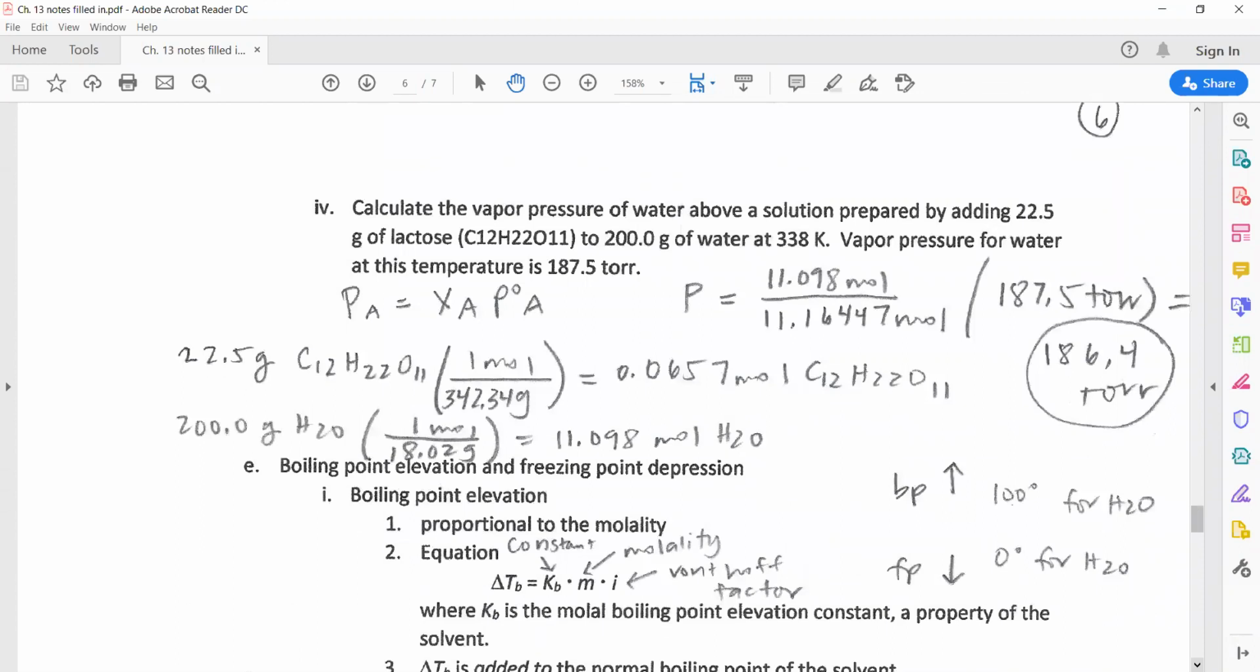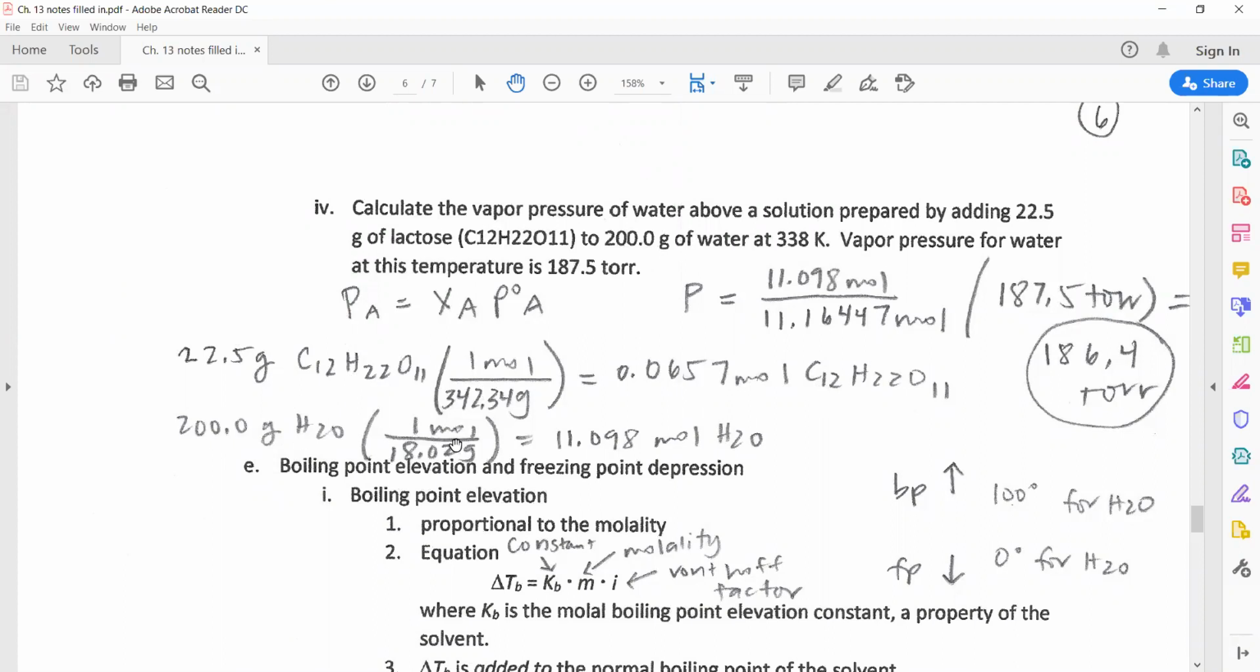Calculate the vapor pressure of water above a solution that has 22.5 grams of lactose in 200 grams of water. And it tells me vapor pressure for normal water is 187.5 torr. So I've got to figure out mole fraction, and I'm already given the original pressure, which was 187.5. So really I've just got to focus on mole fraction, and I've got to get moles of my solvent over my total moles. So really I need to find moles of lactose and I need to find moles of water first. So lactose, there's 22.5 grams. I go to the periodic table, add it up to find the molar mass, divide by that, and here's my moles of solute. Do the same with water.